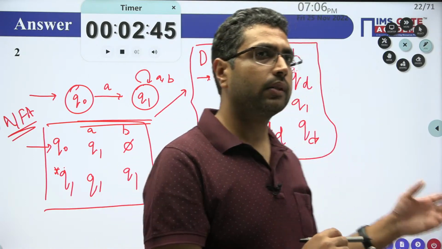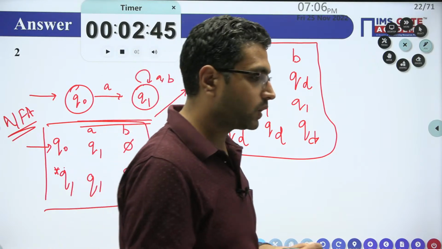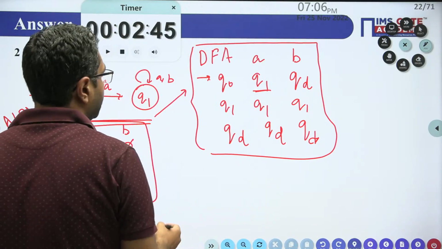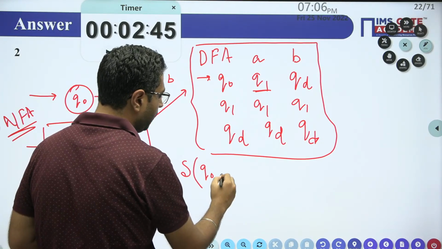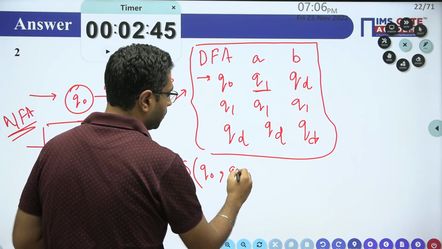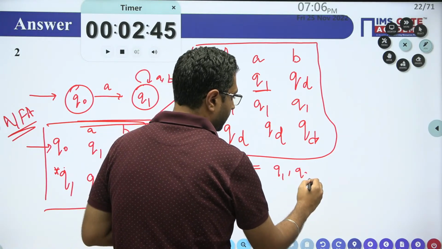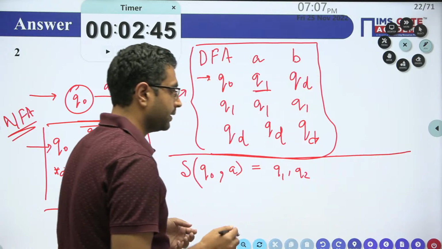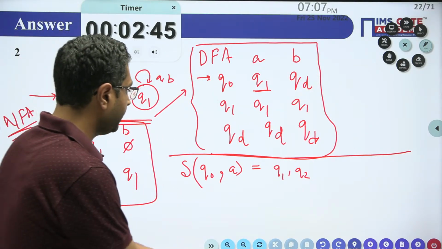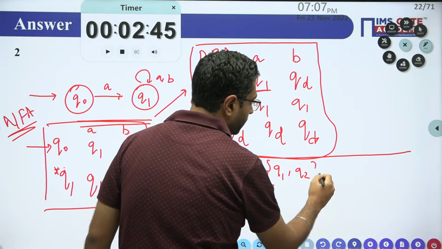So now this was a simple example, but for the completion of the concept, it might happen that Q0 in the NFA on A goes to, say, Q1, Q2. I'm just completing the theory for subset construction. So delta on Q0 comma A, let's say it goes to Q1 comma Q2.